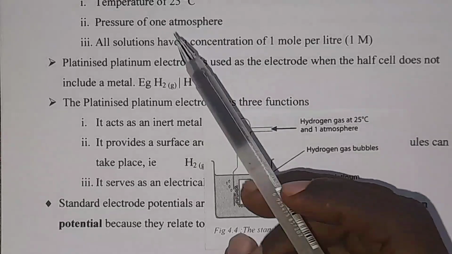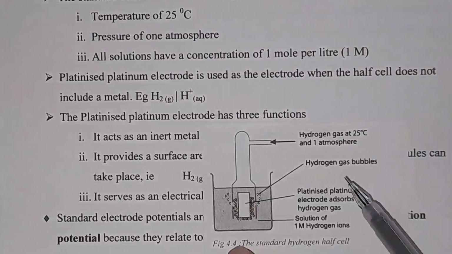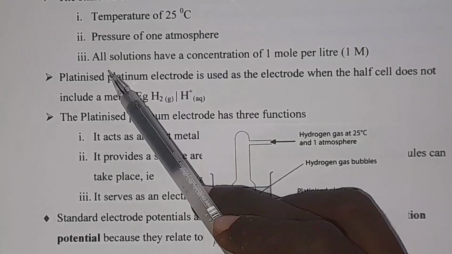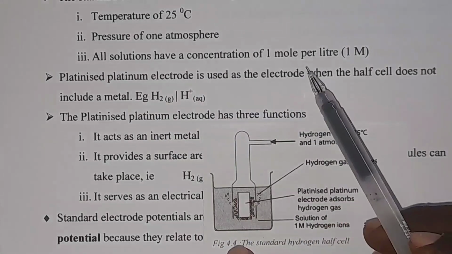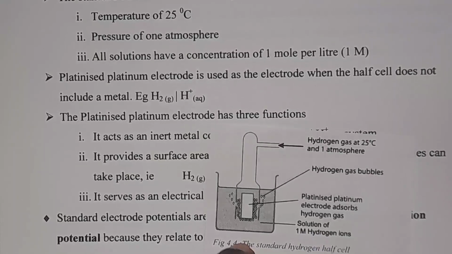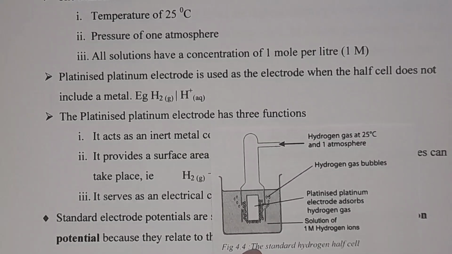That's the condition for temperature, which is 25 degrees Celsius. Pressure of 1 atmosphere. And we're saying all solutions have a concentration of 1 molar per liter. Even the hydrogen ions have 1 mole as their concentration.